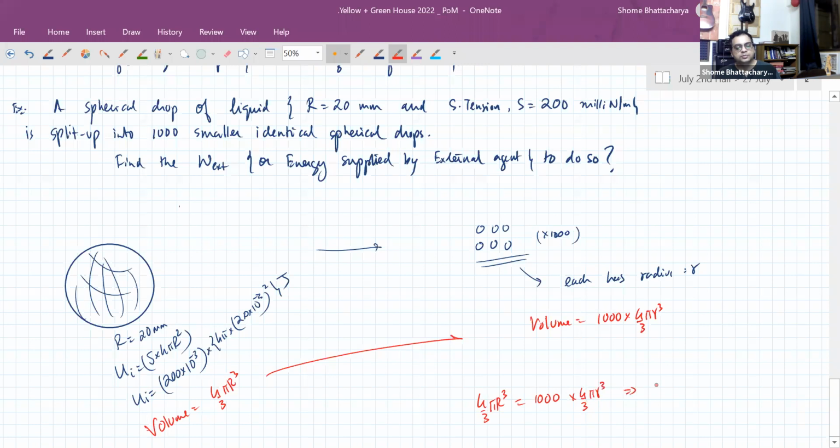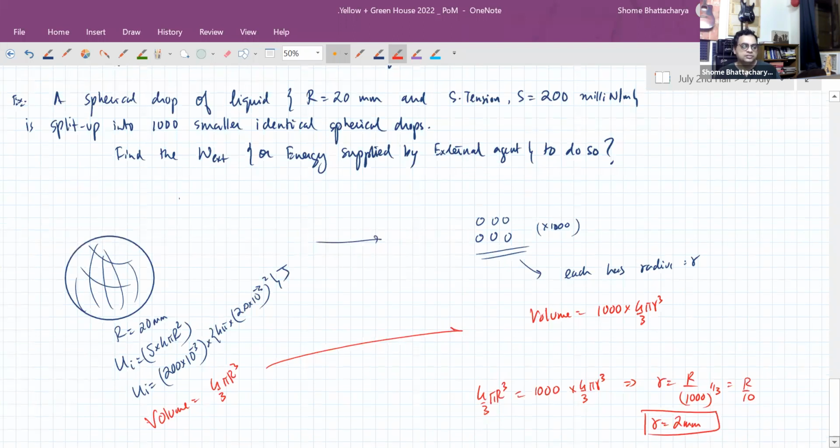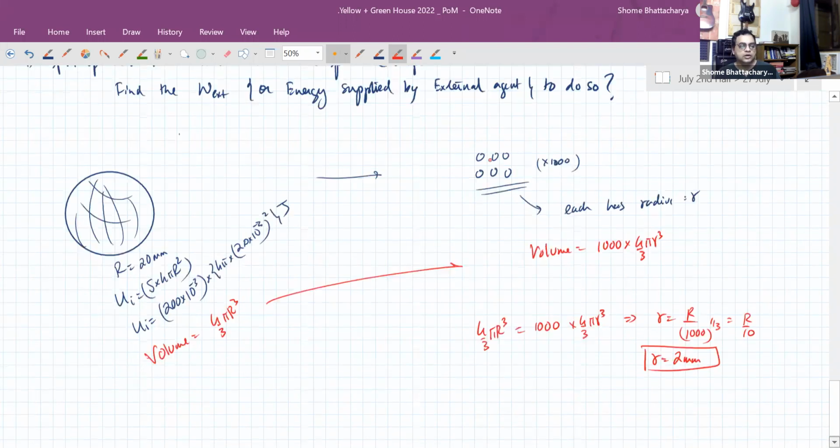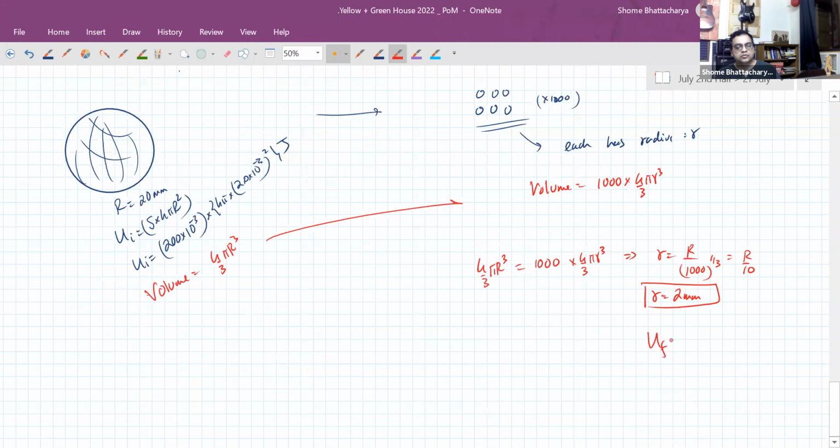So each of these droplets has a radius of capital R by 1,000 to the power 1 by 3. So each one now has a radius of 2 millimeters. And there are 1,000 such droplets. So the surface energy has increased from the initial value to now a value of surface tension into final total surface area.